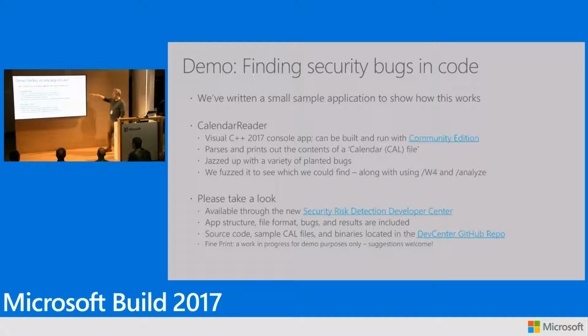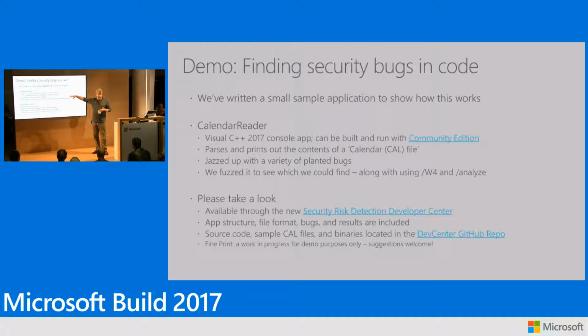It's written in Visual C++ 2017, and it can be built with the free Community Edition. So you can download it and actually test this code out yourself. As I mentioned, it parses the contents of a cal file, which I'll show you what that looks like in a second. We've jazzed it up with a bunch of planted security bugs. And we've tried not to make ones that are super contrived, but they're actually realistic bugs we've seen in code reviews before. These are the sorts of errors that developers make unwittingly. You know, they're not thinking perfectly defensively, and they make a mistake that can be later exploited.